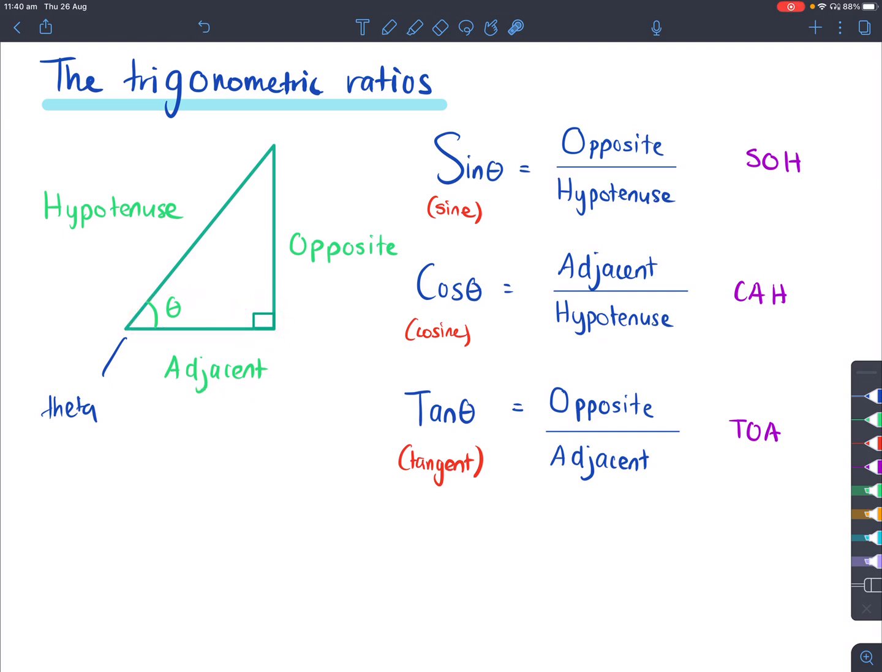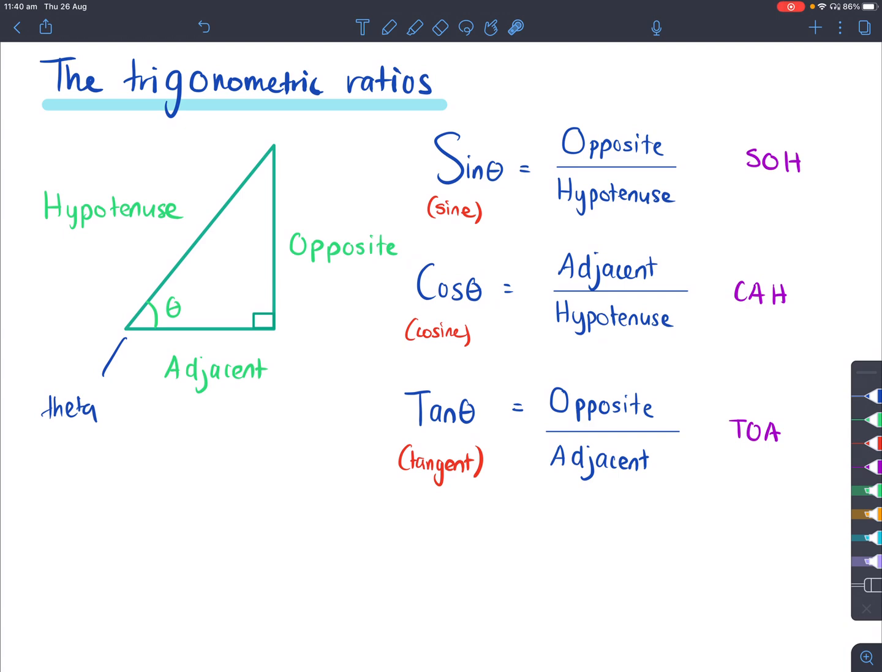Now we've got three trigonometric ratios that we need to know. These are called the sine ratio, cosine ratio, and tangent ratio. And the way we write this is we use the first three letters of each of these words, and we put theta next to it, and that becomes the trig ratio. So this is sine ratio, cosine ratio, and tangent ratio, or sine cos tan.